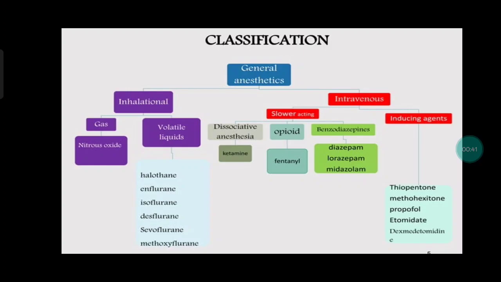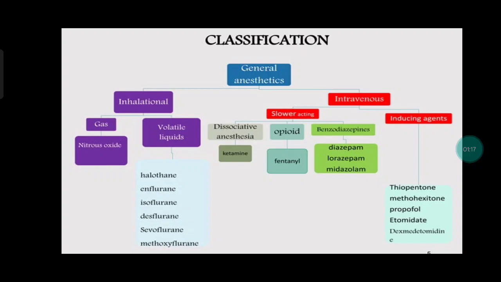Now, classification of general anesthetics. General anesthetics are divided into inhalational anesthetics and intravenous anesthetics. Further, the intravenous anesthetics are again divided into two: the slower acting and the inducing agents. The slower acting are the dissociative anesthesia, opioid anesthesia, and the benzodiazepines. Dissociative anesthesia example is ketamine. Opioid anesthesia example will be fentanyl, and benzodiazepines like diazepam, lorazepam, and midazolam. Inducing agents examples are thiopentone, methohexitone, propofol, etomidate, etc.